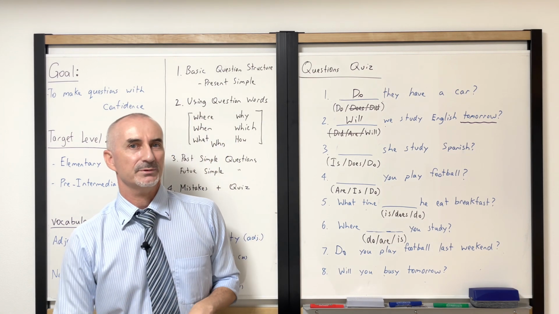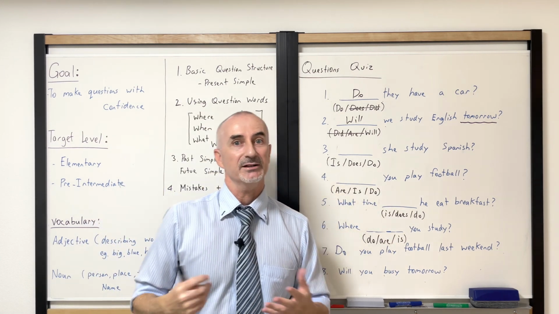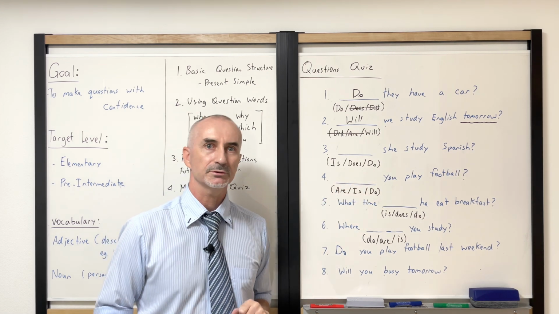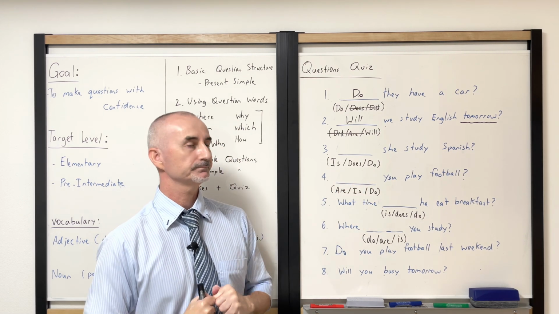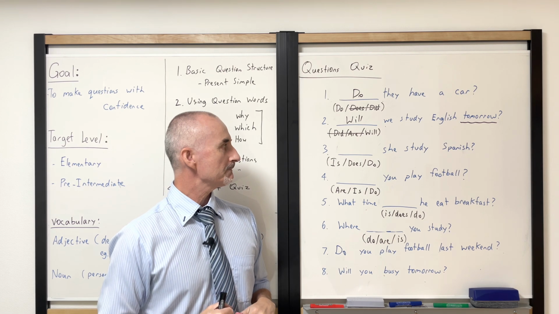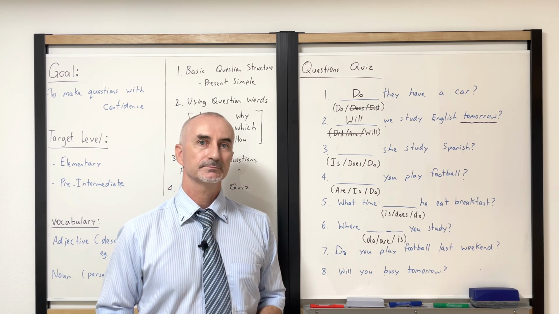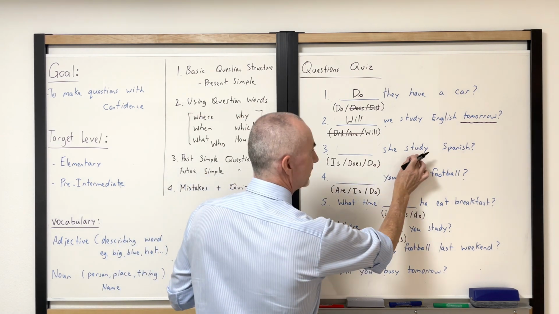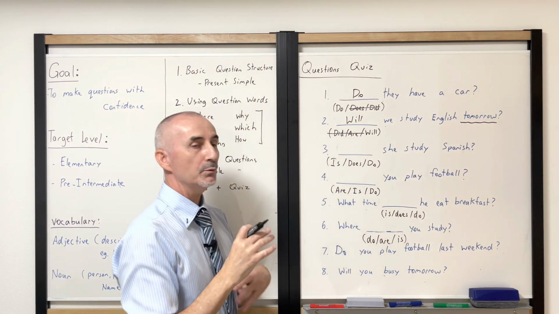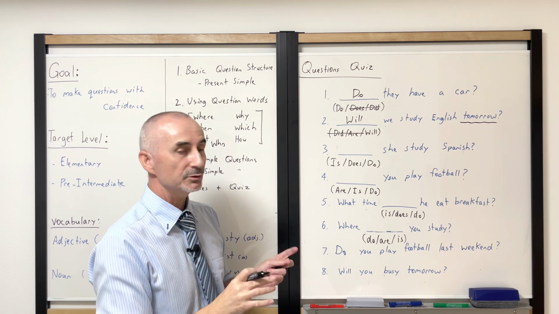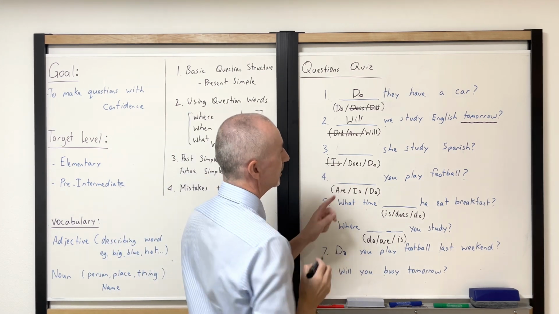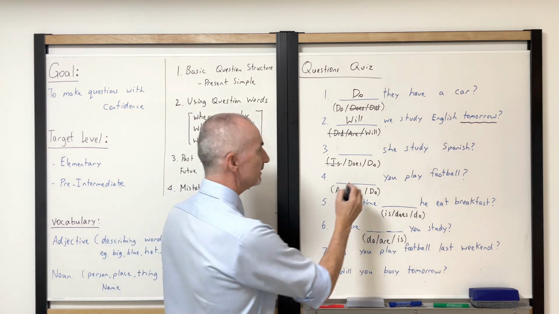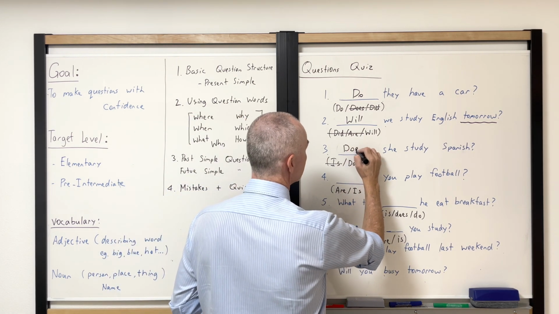Okay, number 3, she studies Spanish. Should it be is, does, or do? Think about it. Got it? Okay, we have main verb study, so we should have an auxiliary verb do or does. We have the third person she, which goes with does. So the answer is, does she study Spanish?